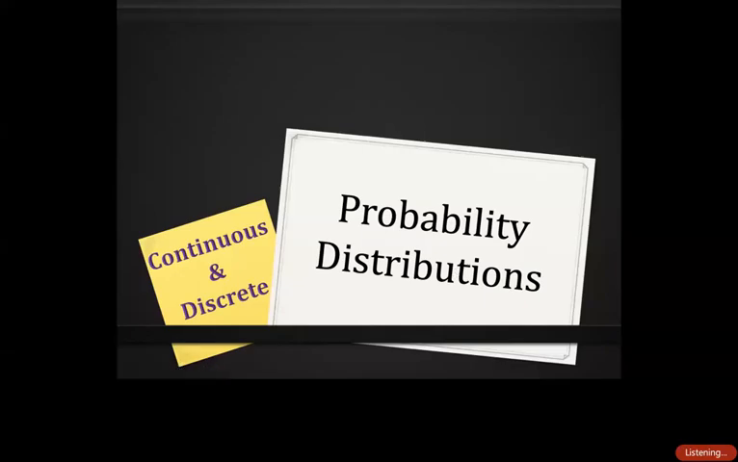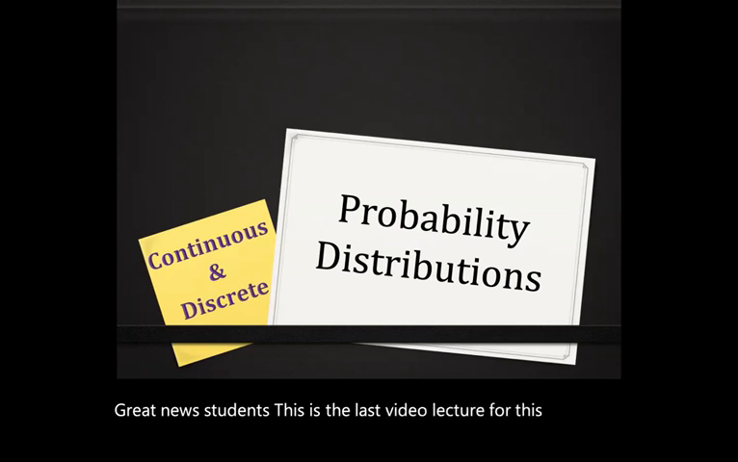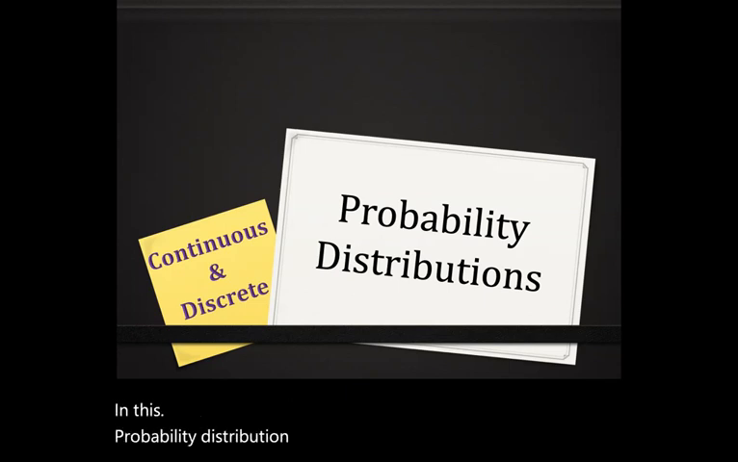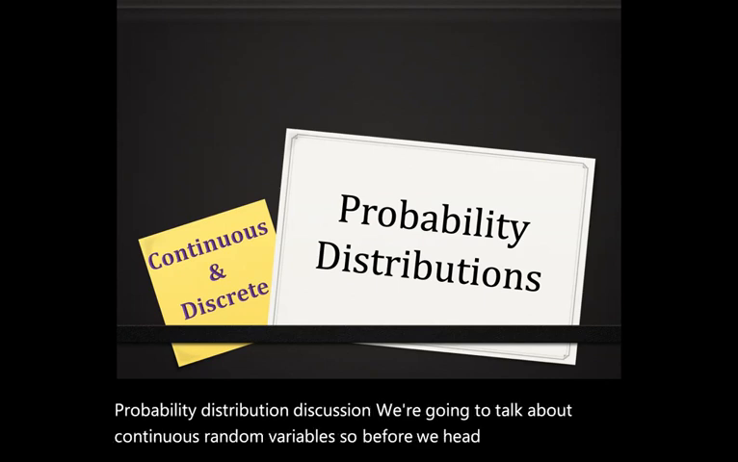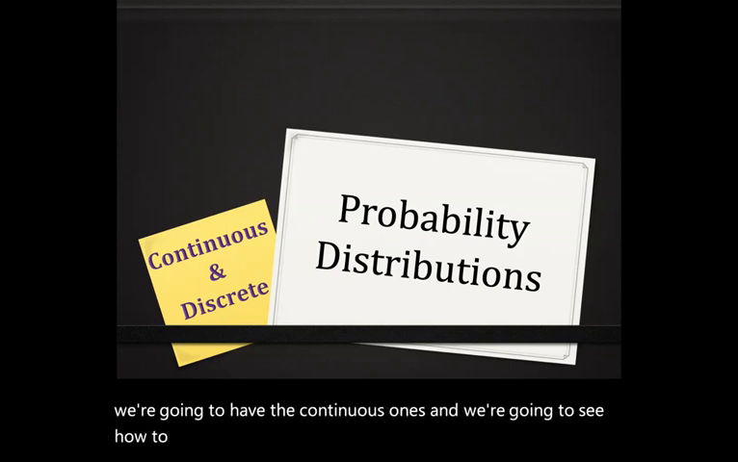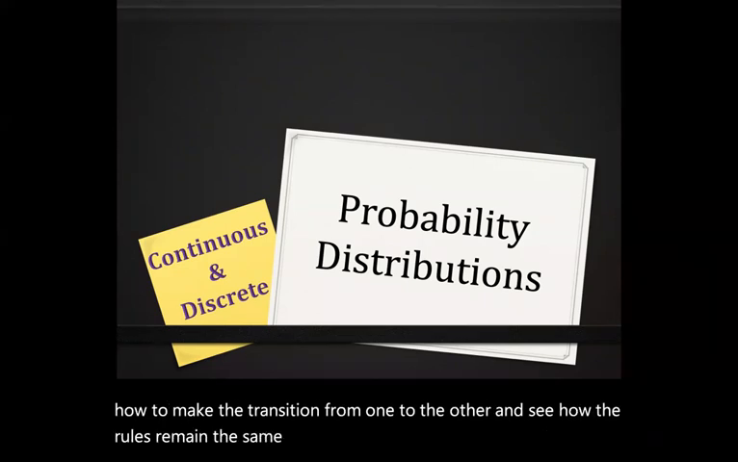Great news, students. This is the last video lecture for this week, and this will close out Unit 4 on random variables until we move on to a few more next week. In this probability distribution discussion, we're going to talk about continuous random variables. Before we had discrete, now we're going to have the continuous ones, and we're going to see how to make the transition from one to the other and see how the rules remain the same, even though they change ever so slightly.